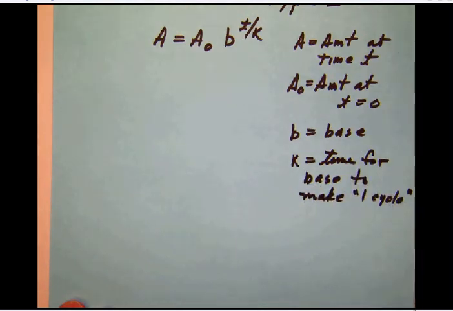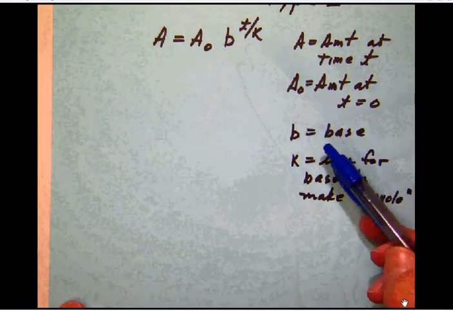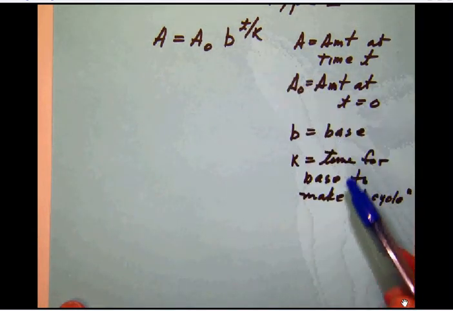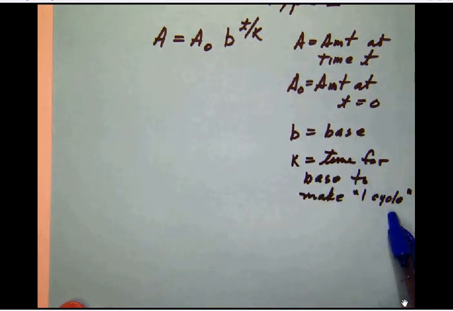We could say, what if we had bacteria that doubled every 3 days? Doubling is what's happening, so the base would be 2. It doubles every 3 days, so that's the time it takes to make one cycle. That would be the situation.